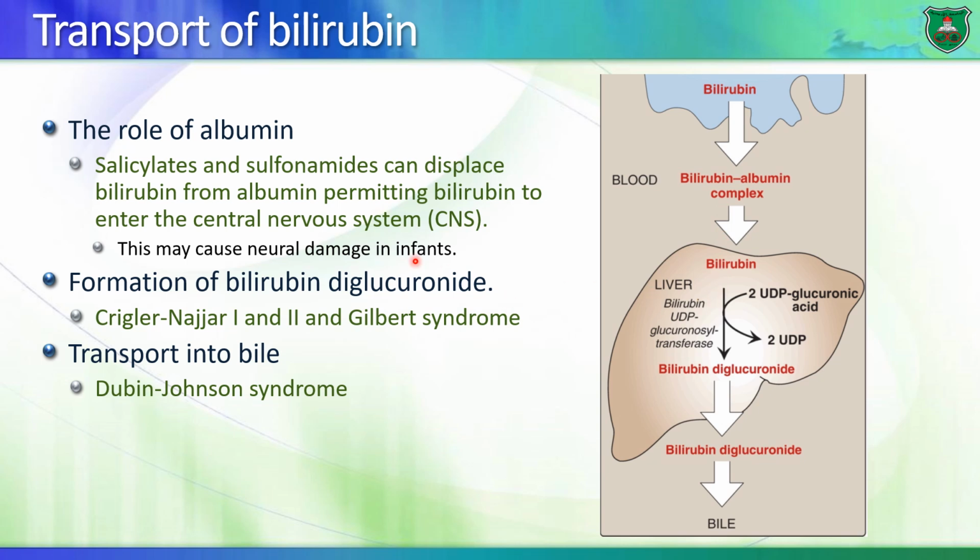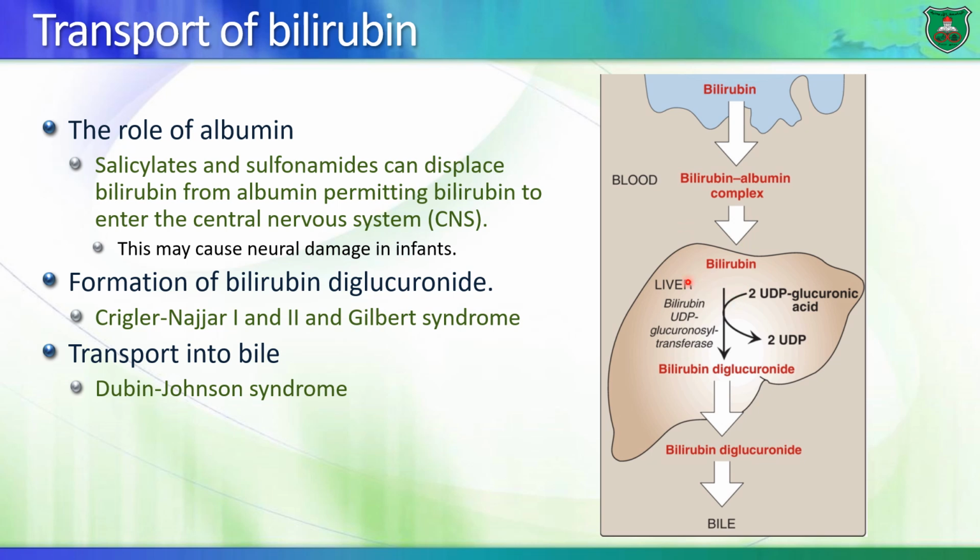Now, something that you need to pay attention to is that salicylates, salicylic acid, aspirin, as well as sulfonamides, certain drugs can displace bilirubin from albumin. So bilirubin becomes free of albumin and it can enter the central nervous system. Now the thing is, in adults it may not matter much, but in infants it can cause neural damage. So you need to pay attention to that.